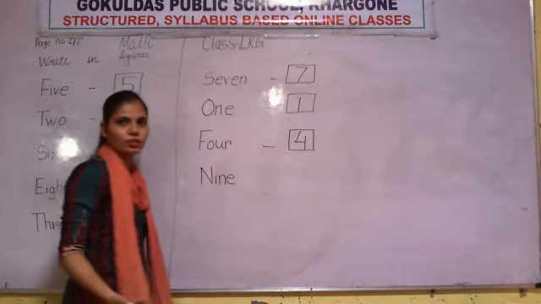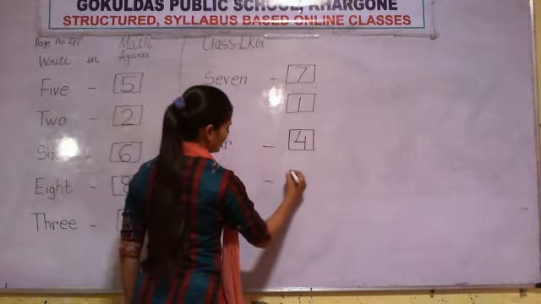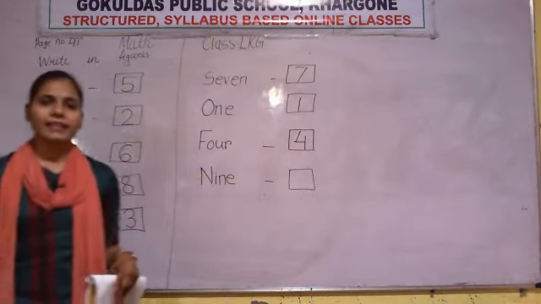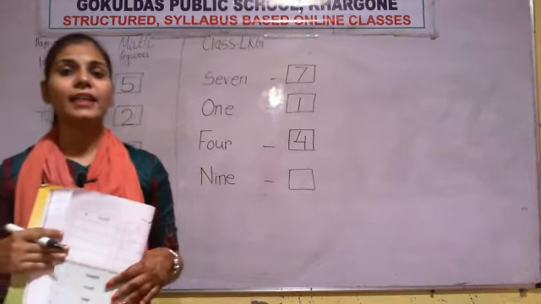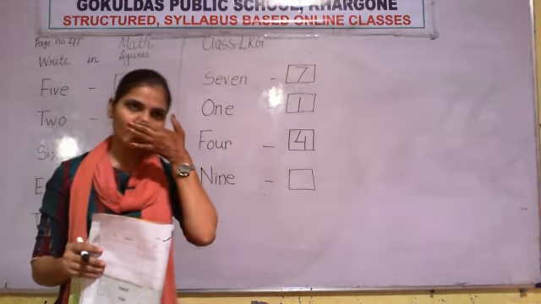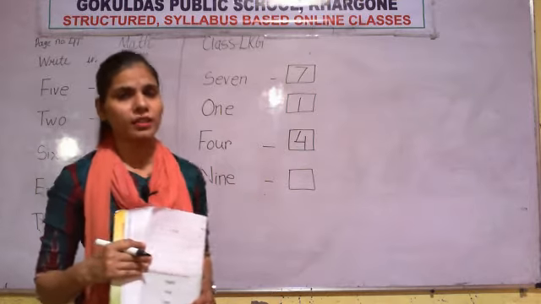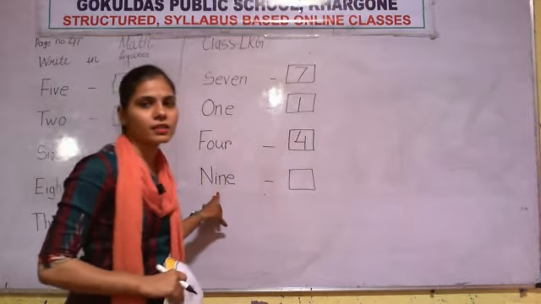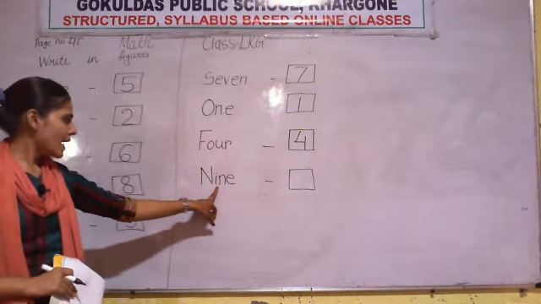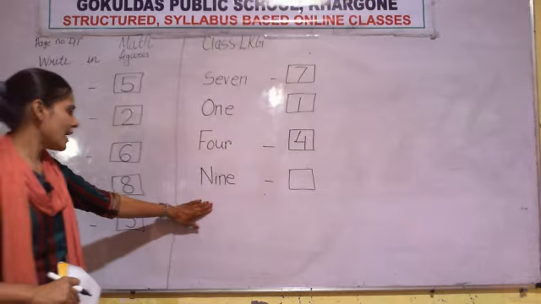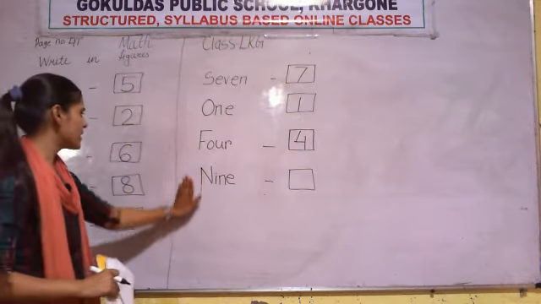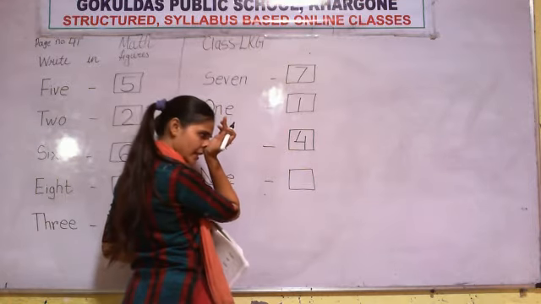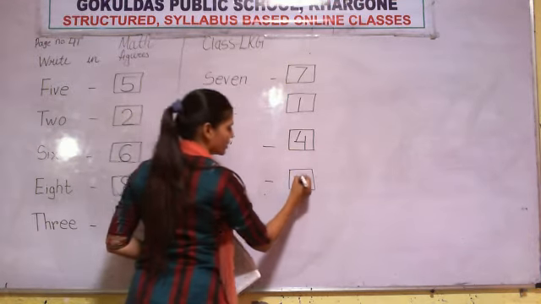N-I-N-E. Okay, now the sleeping line. In that one block, what is N-I-N-E? N-I-N-E, 9. In your previous lecture, you learned all the number names from 1 to 10. So this is 9. The name of number 9 is N-I-N-E, 9. So in this block, you write number 9.